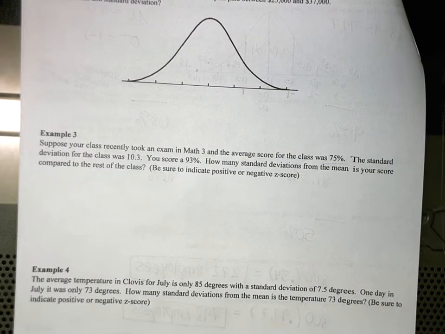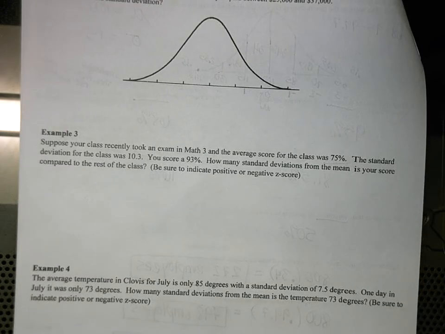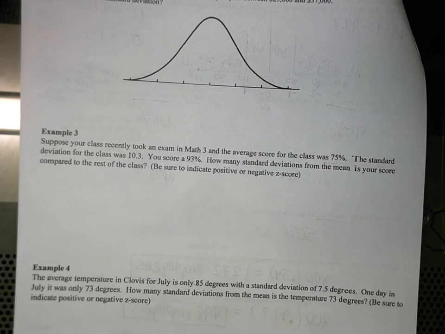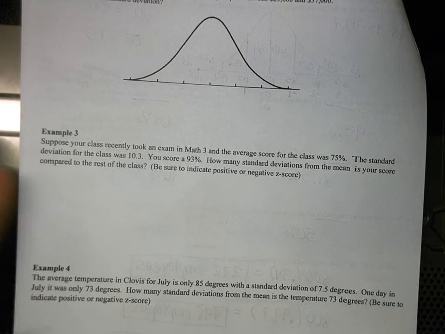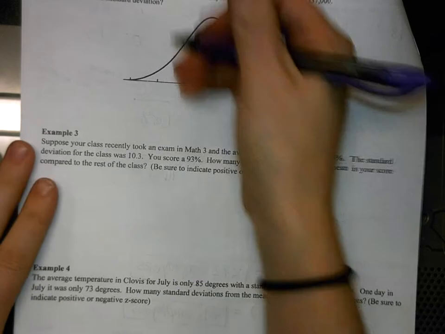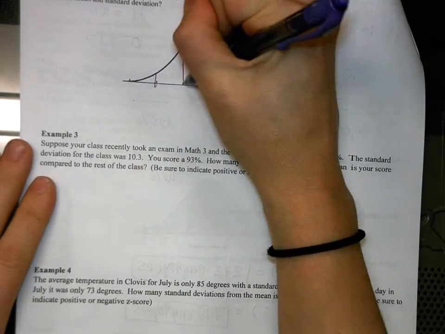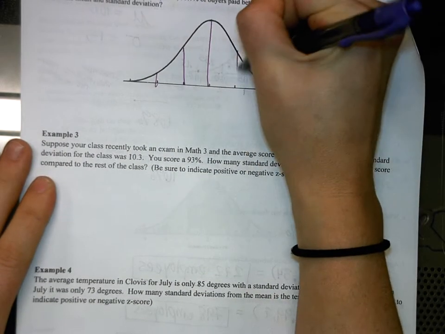In a normal distribution of Ford F-150 prices, 99.7% of buyers paid between $25,000 and $37,000. State the mean and standard deviation. I don't know why there's a question mark. It should be a period. All right, so let's go ahead and set up our normal bell curve.